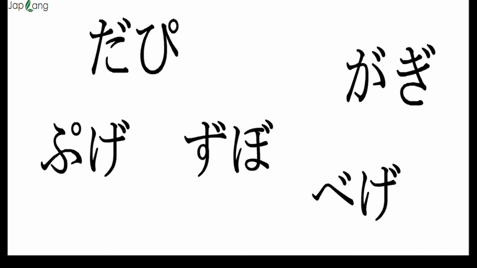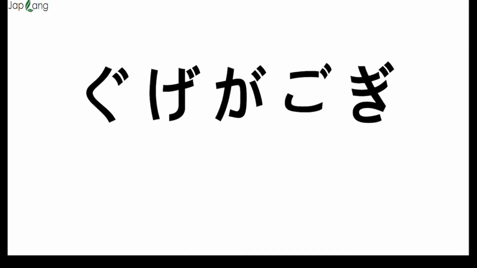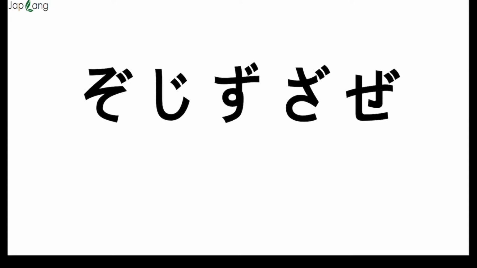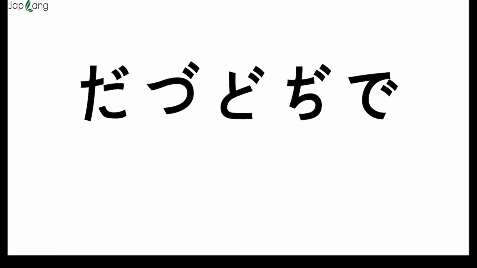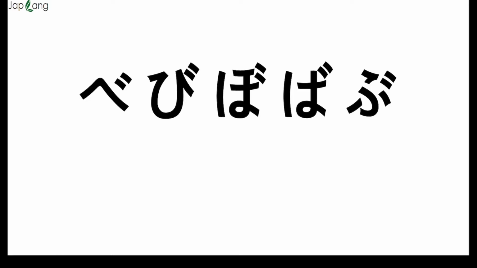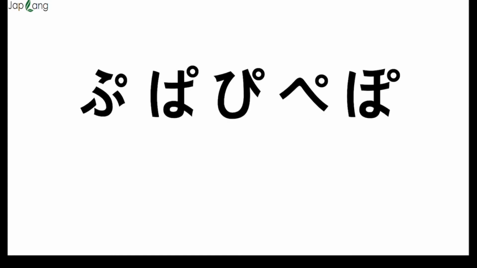Alright, okay. And now can you tell me, where is Ga and Gi? Yes, Ga and Gi is right hand top. Arigatou gozaimashita. Alright, so how do you read this? This is Gu, Ge, Ga, Go, Gi, Jo, Ji, Zu, Ja, Je, Da, Zu, Do, Zi, De, Be, Bi, Bo, Ba, and Bu. Alright, can you read this for me please? This is Pu, Pa, Pi, Pe, and Po.